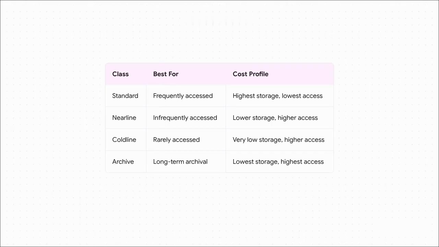And what you'll see here is that it's all about a trade-off. Standard storage, that's for your hot data. It's super fast, always ready, but yeah, it costs the most. As you move down the list to nearline, coldline, and archive, the cost to just store the data plummets. But the cost and the time it takes to get that data back goes up. The real trick is finding that perfect balance for each type of data you have.